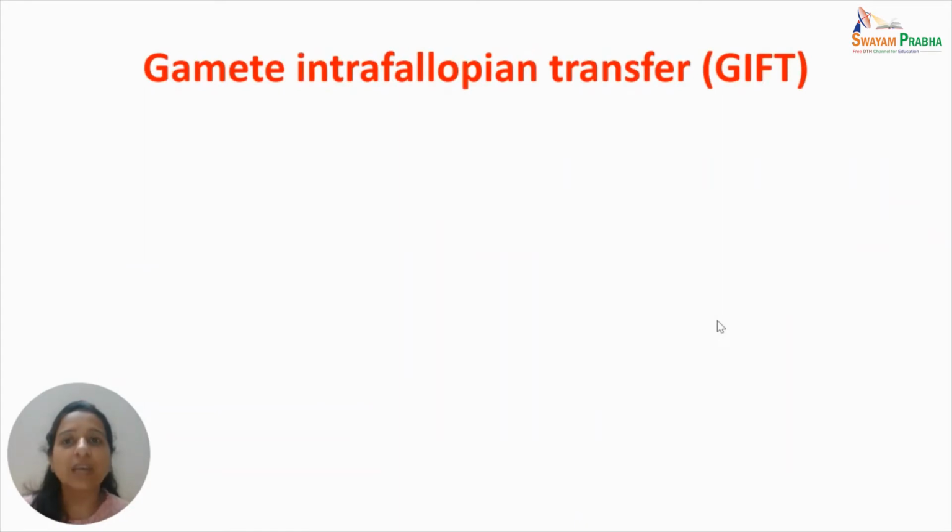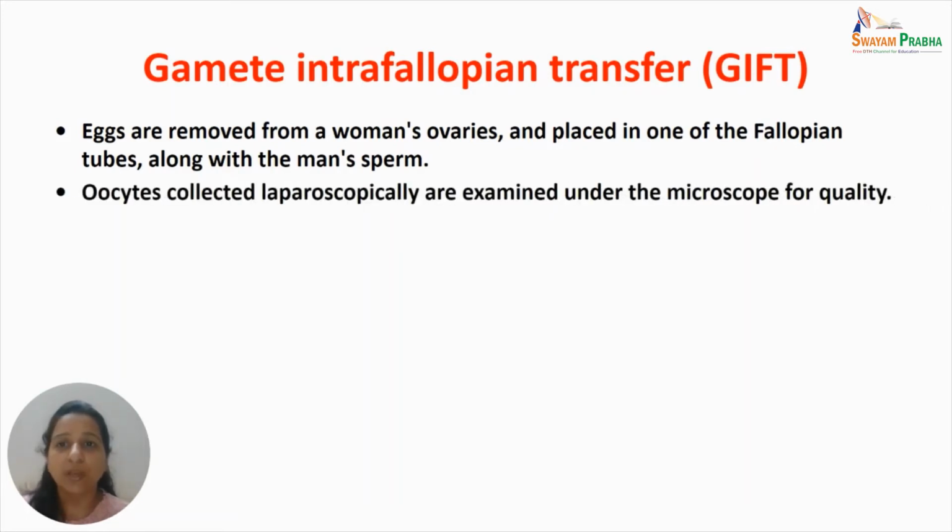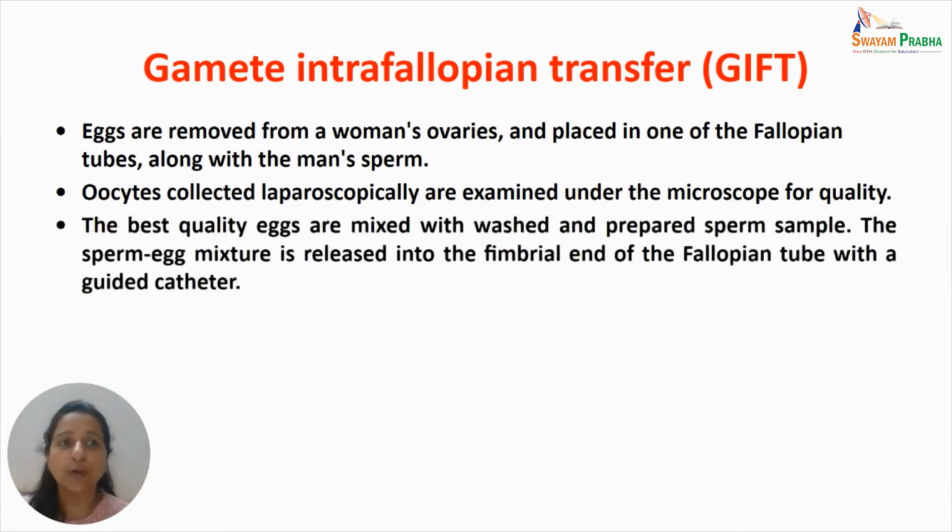The next variant of IVF is gamete intrafallopian transfer, or the GIFT. In this procedure, eggs are removed from a woman's ovary and placed in one of the fallopian tubes along with the man's sperm. Oocytes, which are collected laparoscopically, are examined under the microscope for quality, and the best quality eggs are mixed with a washed and prepared sample of the semen of the sperms. The sperm-egg mixture is released into the fimbrial end of the fallopian tube with a guided catheter.